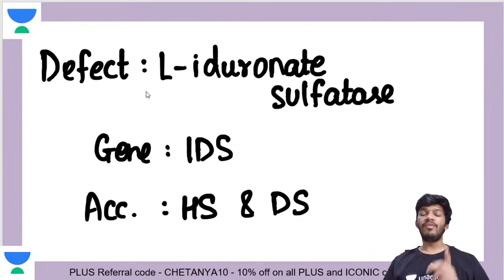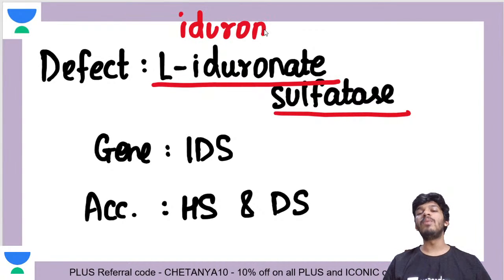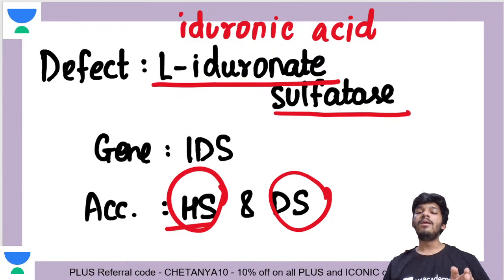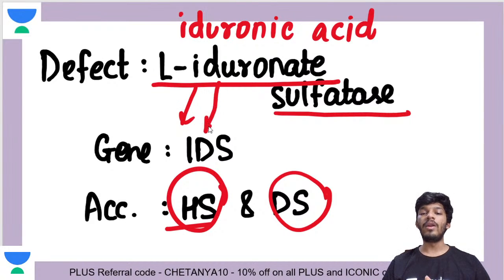Now identify the defect. If you remember the defect, well and good. Here the defect is in L-iduronate sulfatase. Again, this is related to iduronic acid, and if you remember from yesterday's lecture, iduronic acid is a component of heparan sulfate and dermatan sulfate. That is why it is more or less very similar. The only differences are a few features like corneal clouding and the inheritance pattern. The gene is IDS, and you can remember it easily: iduronate sulfatase. So nothing different. IDS gene.